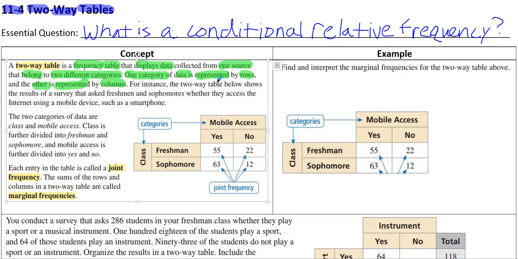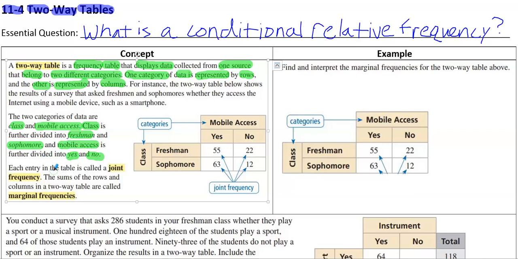For instance, the two-way table below shows the results of a survey that asked freshmen and sophomores whether they have access to the internet using a mobile device, such as a smartphone. The two categories of data are class and mobile access. Class is further divided into freshman and sophomore, right? Those are the two categories. And mobile access is divided into yes or no. All right, and I should have probably written class and mobile access.